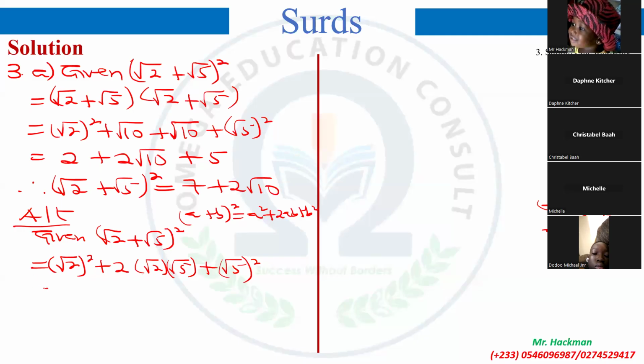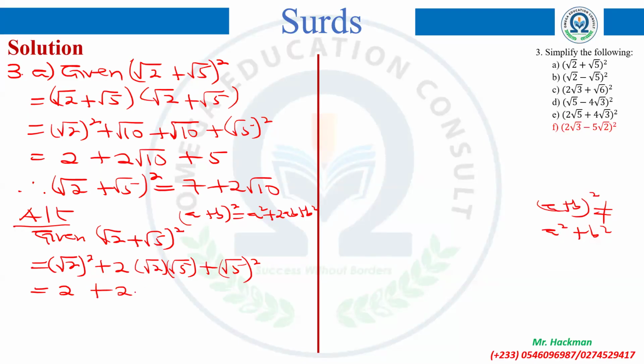Take note. So that gives us what? Root of 2 squared, which is 2. Plus this will give us 2 times root of 5 times root of 2, and that will give us root of 10. Then plus what? Root of 5 squared, which is 5. So therefore, root of 2 plus root of 5 all squared will be equal to 7 plus 2 root of 10. Is that clear?